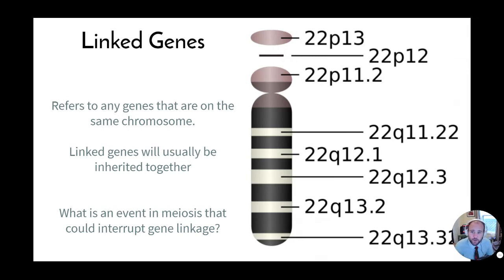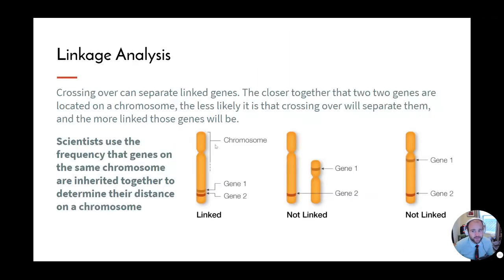Really, when we talk about independent assortment, we're talking about genes that are on different chromosomes. If genes are on the same chromosome, those traits are going to get inherited together. Any genes that are on the same chromosome usually get inherited together. But there's one important step of meiosis that can interrupt gene linkage. Do you remember what that is? That's crossing over.